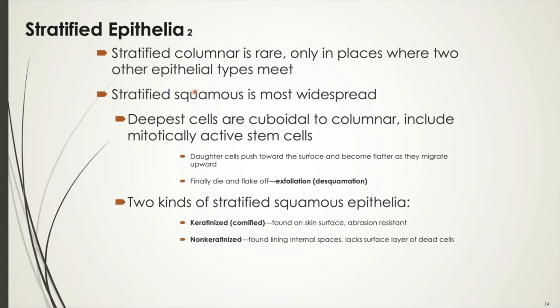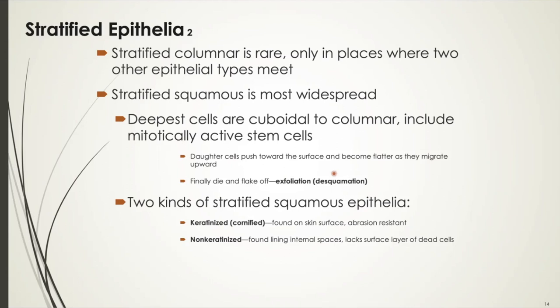So with that, your deepest cells are going to be cuboidal to columnar. They're going to include mitotically active stem cells. That's when the daughter cells at the bottom are going to be the ones that are mitotically dividing, and they're going to push the cells from that basement membrane up. And then that's how the layers build. The layers build from the basement membrane and push the next set of layers up. And as they push towards the surface, the cells become flatter as they migrate on up. They will eventually finally die and flake off. Exfoliation sounds a little bit like skin, doesn't it?